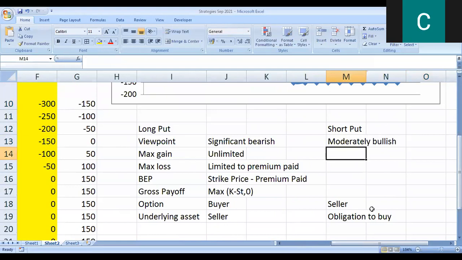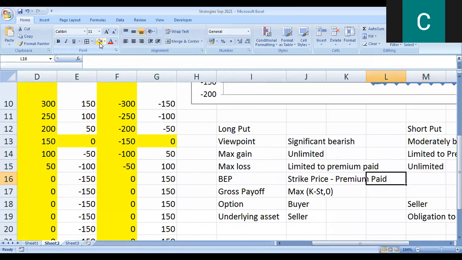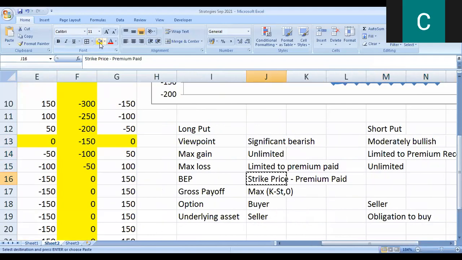And the maximum gain is how much? It is limited to the premium received. What is the maximum loss? Unlimited. Now we will check the break-even point. What is the break-even point for him? It is 0 at what level? Same level, 17,300. So the break-even point is strike price minus premium paid, even for him.